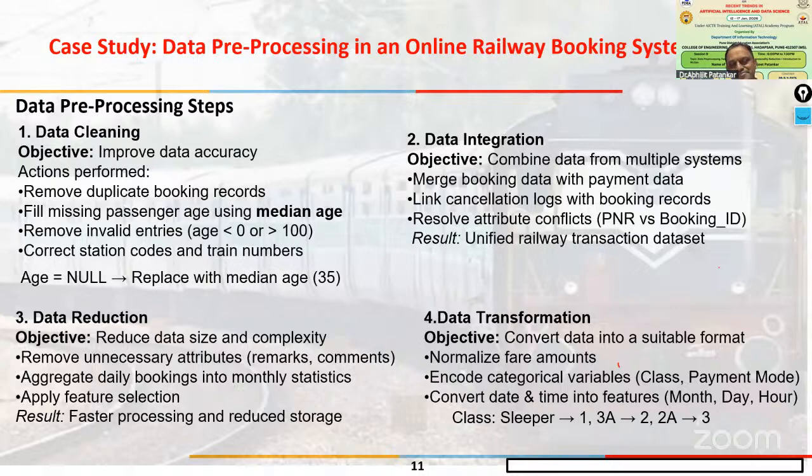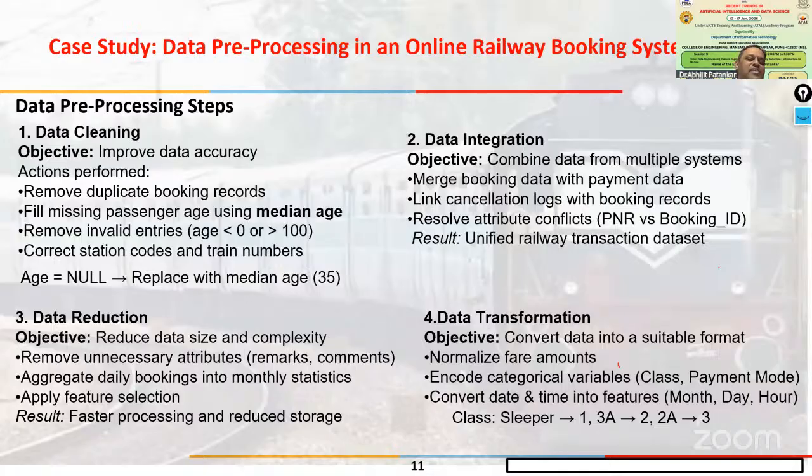Then reduction. All these are the basic pre-processing operations that we have discussed. What is the objective of data reduction? Basically, we don't want to have large size data. We need to reduce the data size and complexity. We remove unnecessary attributes like remarks. Sometimes you write comments in the remarks. We don't require that for processing, so why consider them? We reduce them by data reduction.